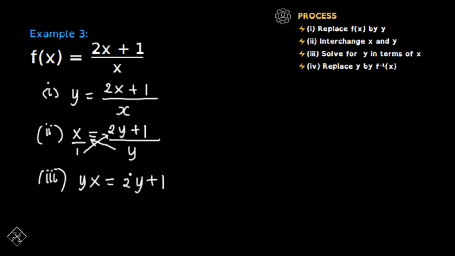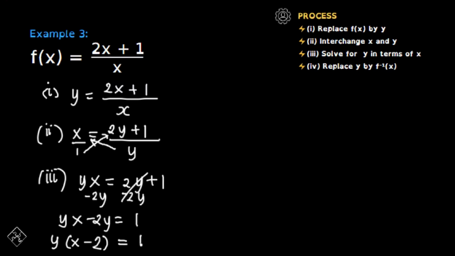First is for us to solve the y, so ilipat natin sa kabila or mag-subtract tayo ng negative 2y both sides. Okay? So para magkaroon tayo ng yx minus 2y equals 1. Okay? So, ang gagawin natin dito, ilalabas natin si y sa equation. So, meron tayong common factor nila, si y. Ang matitira sa loob ng parenthesis ay x because y times x is yx minus 2 equals 1.